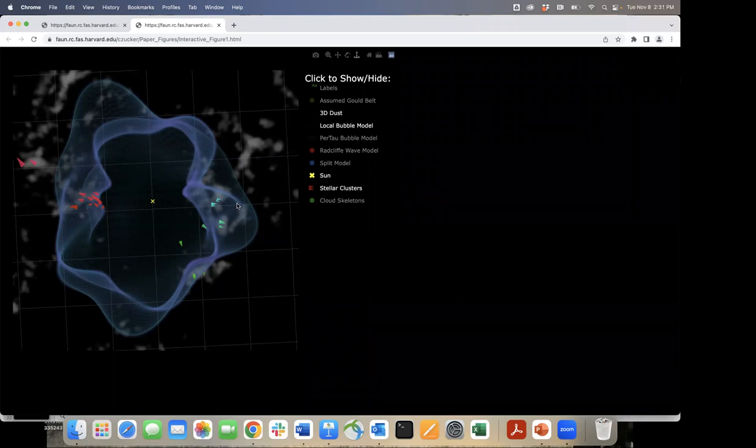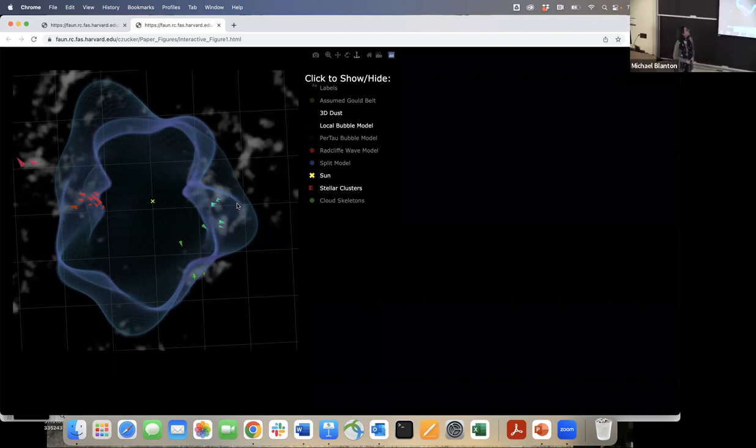I had another question, which was there were some orange ones that looked like they weren't on the surface, sort of to the lower left of the picture. Yes.